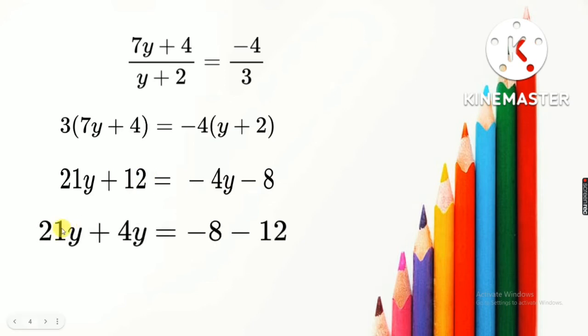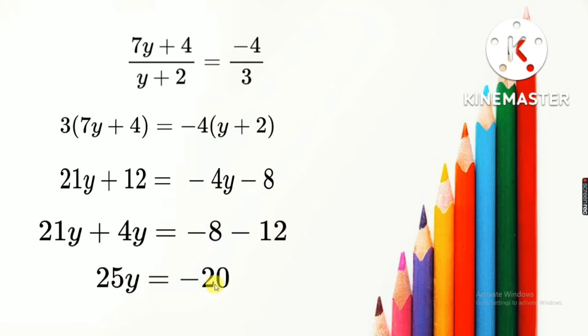21y plus 4y, because this 4y was in negative sign. Here when we shifted it to the left hand side, it transformed into the positive sign. Minus 8 and this plus 12 is converted into the minus 12 as we have shifted it from left hand side to right hand side. Now solving this, 21y plus 4y is equal to 25y. Now minus 8 and minus 12 is equal to minus 20.